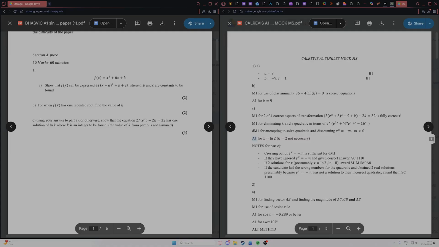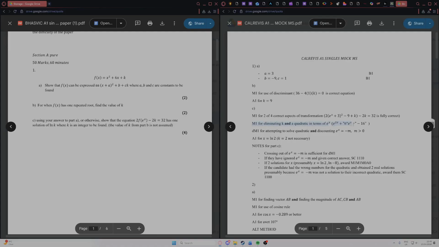So here you get the M1 for getting 2 out of 4 correct aspects. There's the 2, there's the e to the x, there's the minus 2k, and there's the equal 32. They're the 4 aspects of the transformation. And if you get 2 of those right, you can get this first M1. There's words in bold here that explain when to give the M1 marks as well.